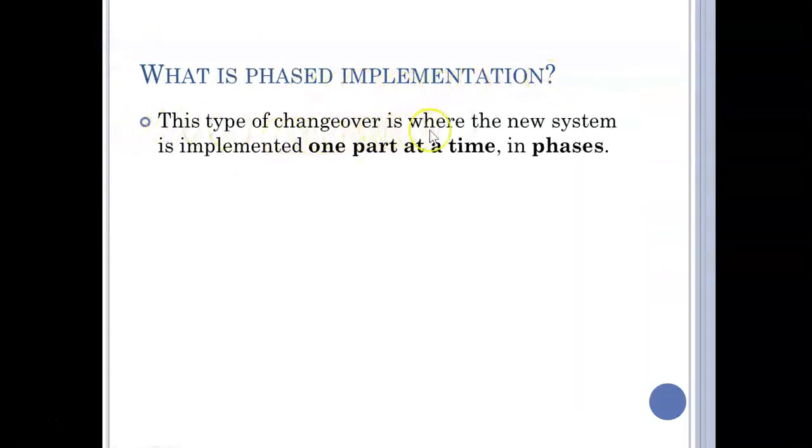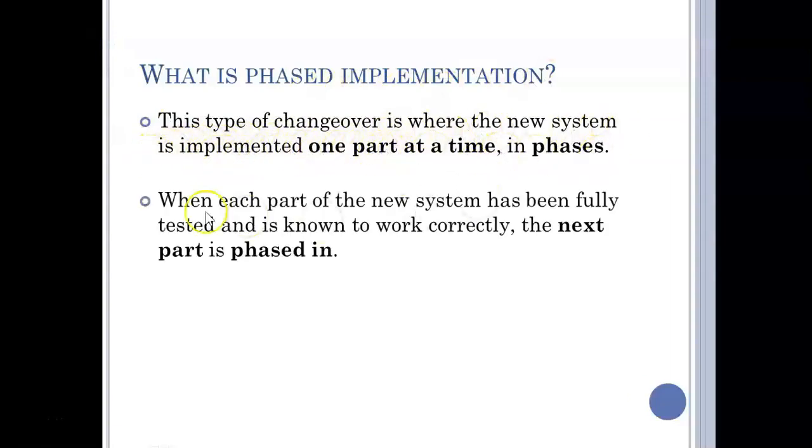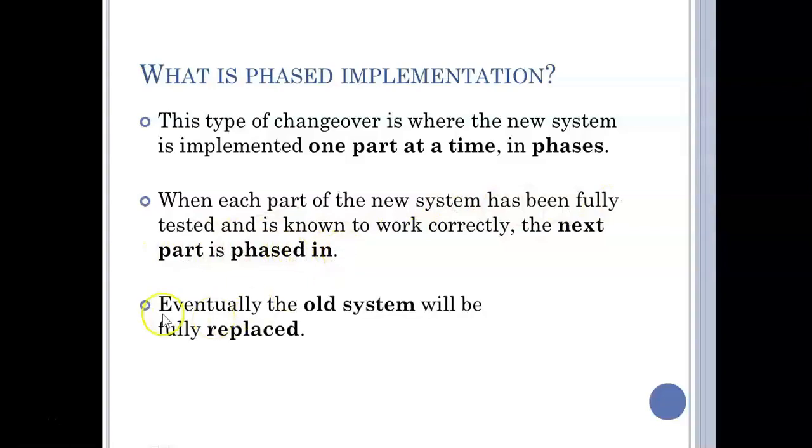What is phased implementation? This type of changeover is where the new system is implemented one part at a time in phases. When each part of the new system has been fully tested and is known to work correctly, the next part is phased in. Eventually the old system will be fully replaced. So if you imagine you have a new system, let's say it's split into quarters. What we can do is introduce each part of the new system bit by bit.